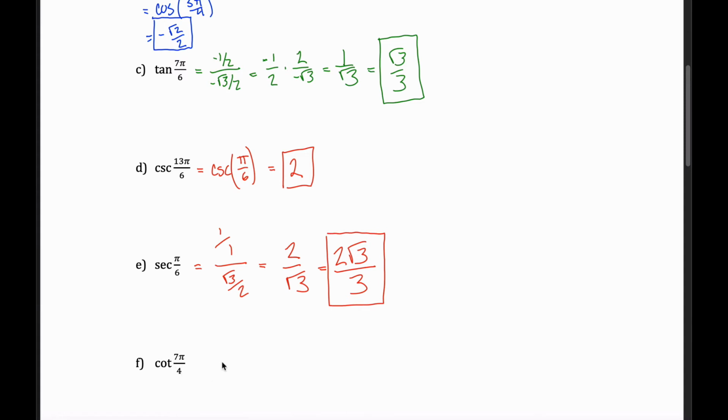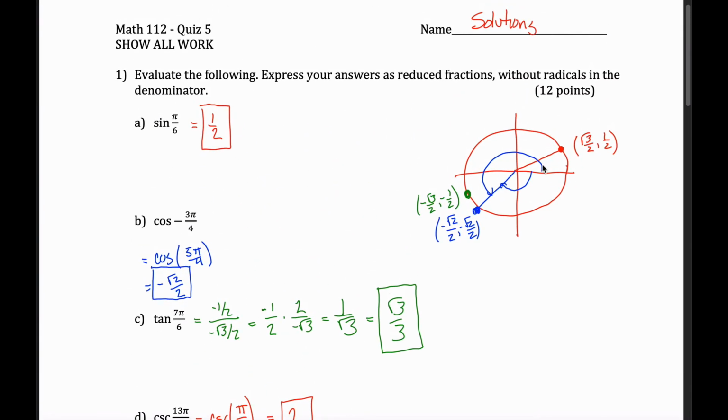Finally, the cotangent of 7 pi over 4. First, let's locate the point. 7 pi over 4, well, 8 pi over 4 would be all the way around the circle, so I'm almost there. I just have to stop pi over 4 short. I'm talking about this point down here. That's pretty similar to this point that you see over here, except that its x coordinate is positive, so I get the square root of 2 over 2. Its y coordinate is still the negative of the square root of 2 over 2.